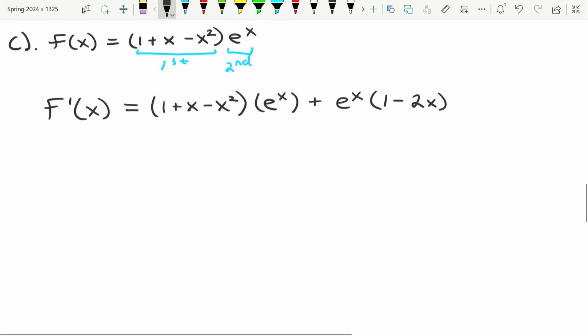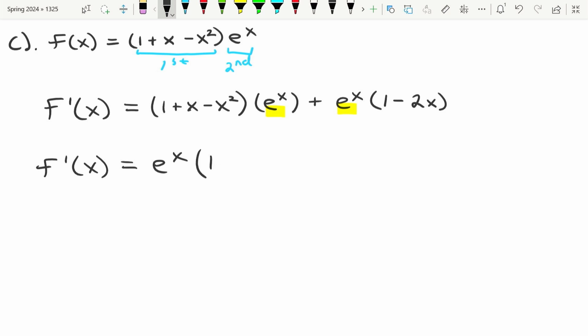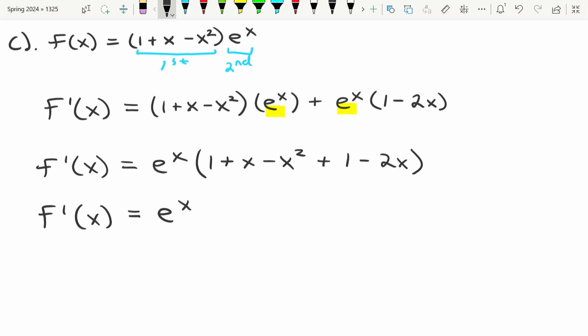Now I'm going to take this opportunity before I go too far to take this e to the x as a common factor and factor it out. So we could write it as e to the x, parentheses, 1 plus x minus x squared plus 1 minus 2x. Combining like terms, this would equal e to the x, parentheses, 2 minus x squared.